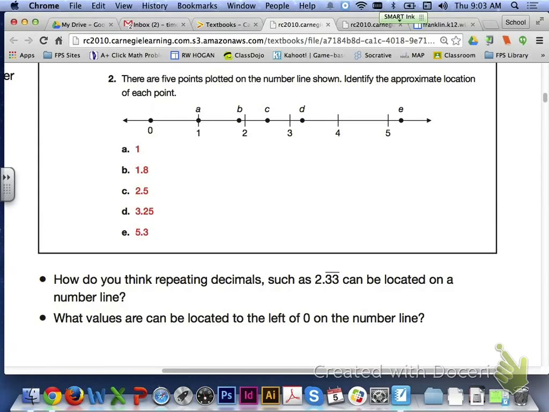And if we take a look at number 2, for letter A, you should have had 1, letter B, about 1 8/10 or so, C, 2 1/2, D, about 3 25 hundredths, 3 1/4, and letter E, about 5 3/10, right around there. Again, these are approximate locations, so if you're pretty close to it, that'll be good.